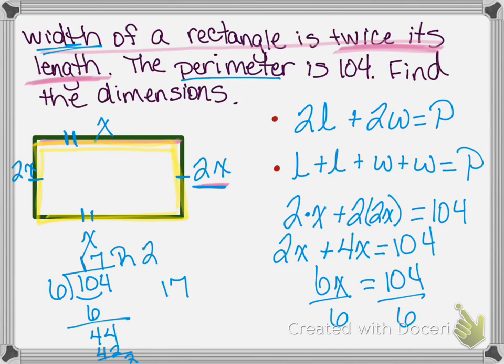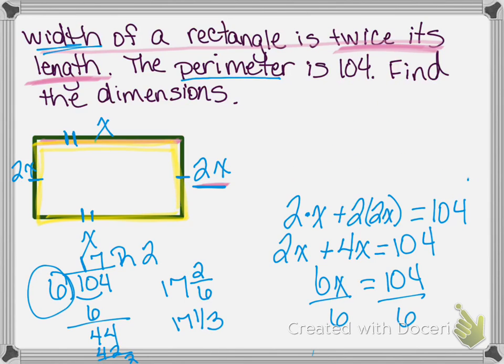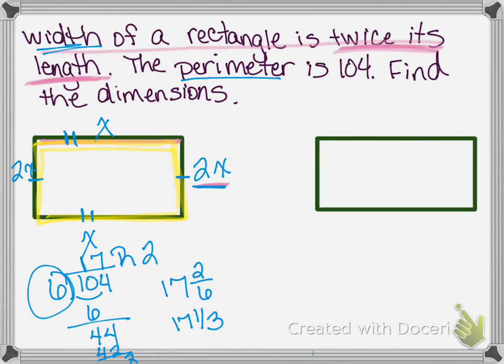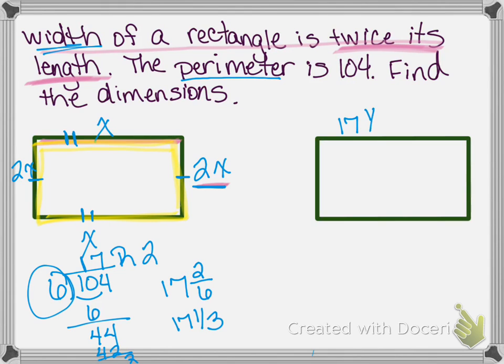But I need to write that as 17. The 2 is my numerator. What's my denominator? 6. I put it over 6. So x is 17 1/3. Okay, so if my length is 17 1/3 centimeters, I multiply that by 2, and so this is 34 2/3.